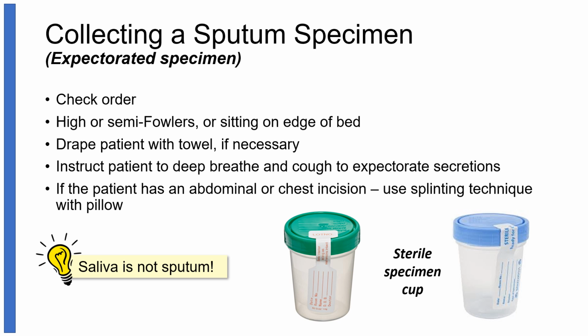Okay, if a patient has a surgery or something in their abdomen, then you don't want them just coughing, because that could give them pain or open up the wound on their abdomen. So you want them to splint. You're going to give them a pillow, they hug it, that way they have some support, and then they can cough it up.